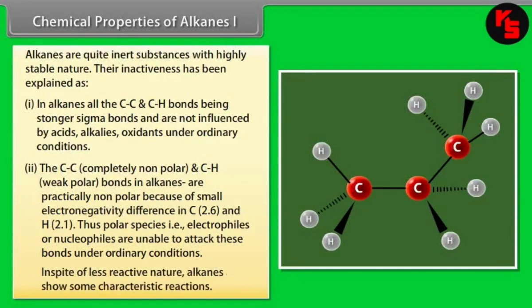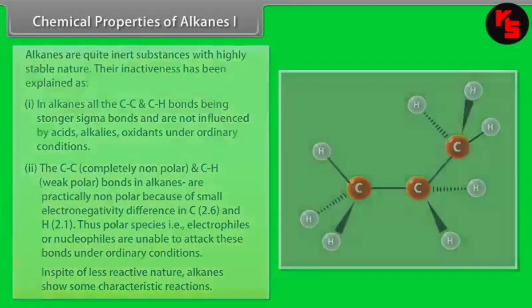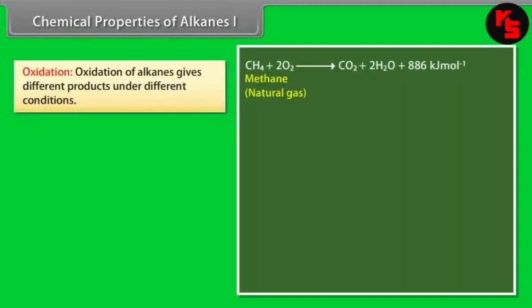In spite of their less reactive nature, alkanes show some characteristic reactions. Oxidation. Oxidation of alkanes gives different products under different conditions. Alkanes heated in the presence of air or dioxygen are completely oxidized to carbon dioxide and water with the evolution of a large amount of heat.